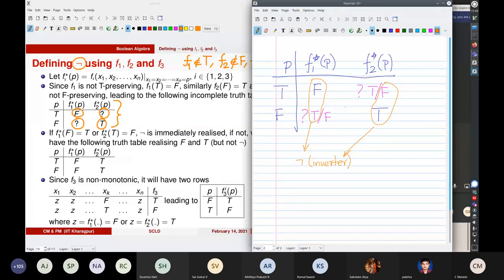But if that is not the case, suppose it is false instead. Suppose it is false. So this is the other possibility, right?